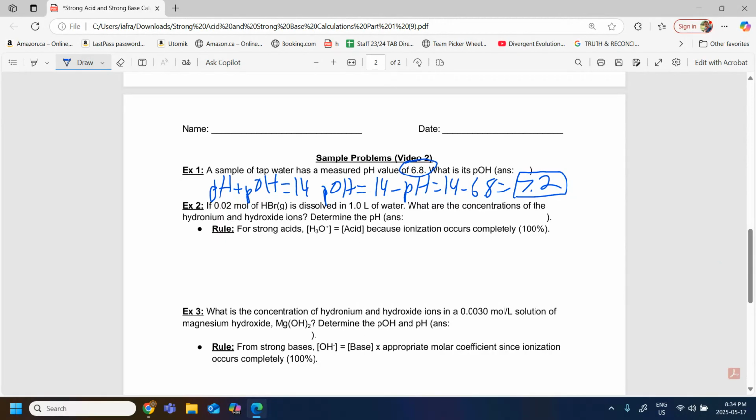pOH is sort of like the opposite scale. If you're above 7 in pOH, you're acidic. If you're below 7, you're basic. And here, if pH, you're below 7, you're acidic. So this is consistent. All right, next question.